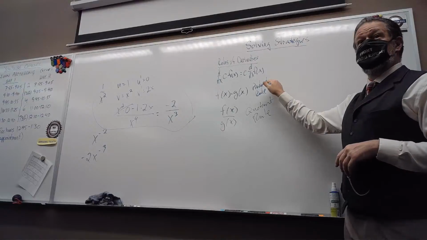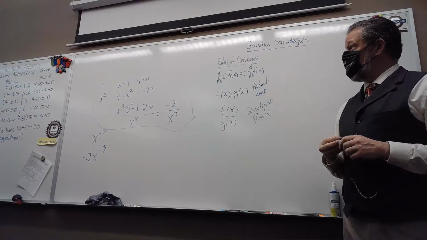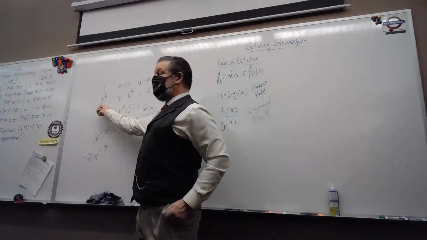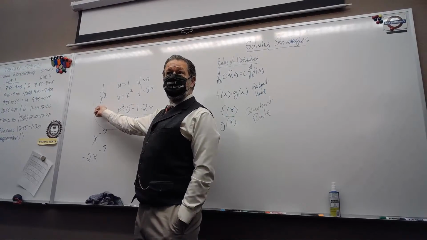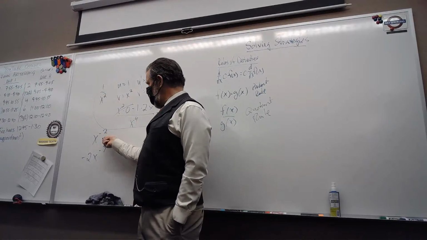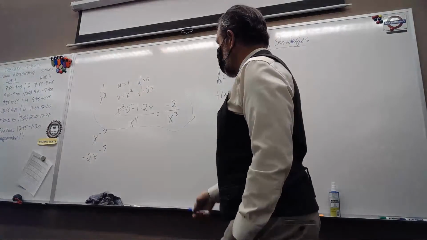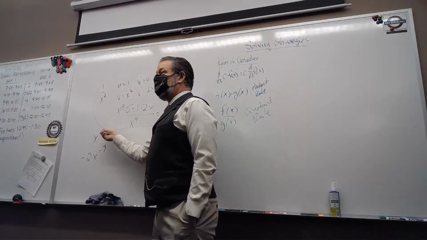You need to demonstrate the product rule. You need to demonstrate the quotient rule. But at the end of the day, if the question isn't use the quotient rule, the question is find the derivative, you want to do it as quickly as possible. Fewer opportunities for mistakes.